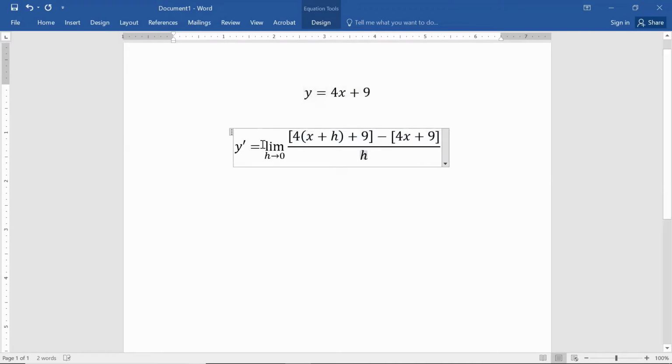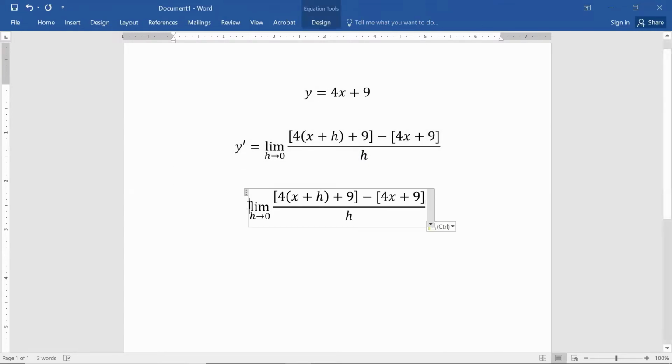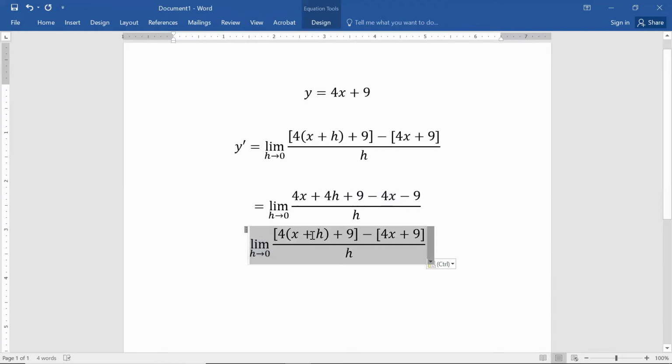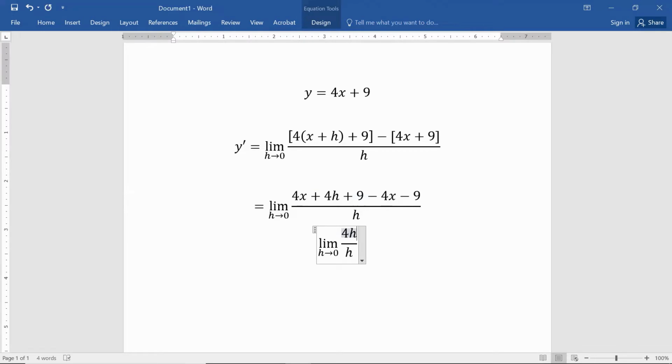All divided by h. We're going to utilize some algebra to simplify this limit. 4 times x plus h plus 9. I would distribute that 4 in. So 4x plus 4h plus 9. And then I'm going to distribute the negative sign in. That's negative 4x minus 9. Once we do that, we can combine like terms. And when you combine like terms, 4x cancels out with the minus 4x, plus 9 cancels out with the minus 9. On top, you're simply left with 4h. And on bottom, you have an h.